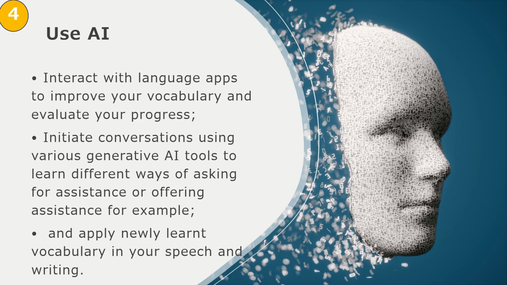All right, so we are now at tip number 4. Use AI. Interact with language apps to improve your vocabulary and evaluate your progress. Initiate conversations using various generative AI tools to learn different ways of asking for assistance or offering assistance, for example. And apply newly learned vocabulary in your speech and writing.